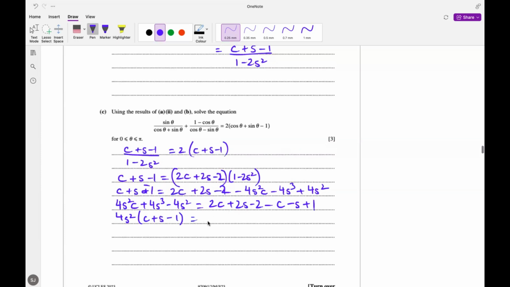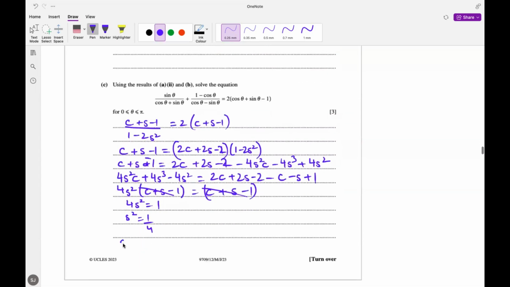So 2 cos minus cos will be a cos, 2 sine minus sine will be a plus sine, and minus 2 plus 1 will be a minus 1. So we can see that cos plus sine minus 1 will cancel with cos plus sine minus 1. So if we cancel this out, this will be 4 sine squared equals 1. So sine squared will be equal to 1 upon 4, or sine theta will be equal to 1 upon 2.